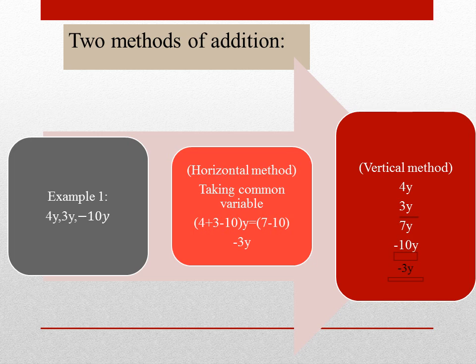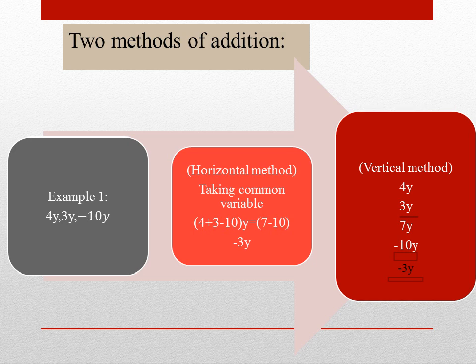Because there are two different signs and 10 minus 7 is 3. Two different signs will be subtracted and the greater term is of minus. So the resulting sign will be minus. We can write minus with 3. Minus 3y is the answer.